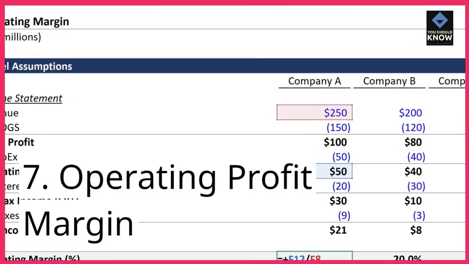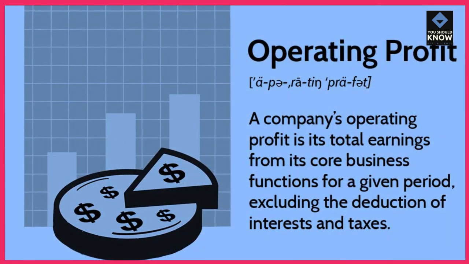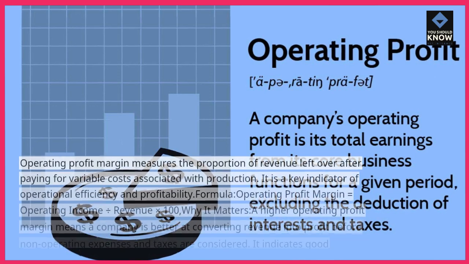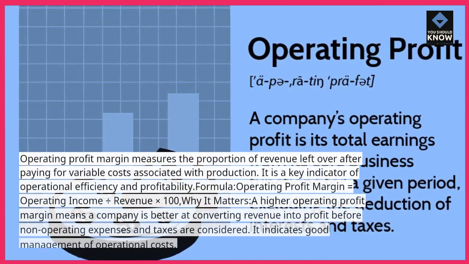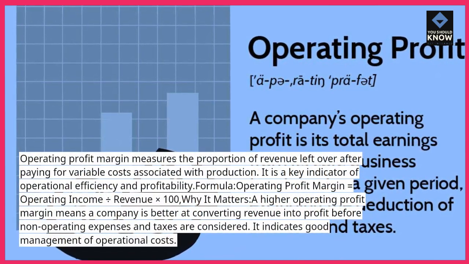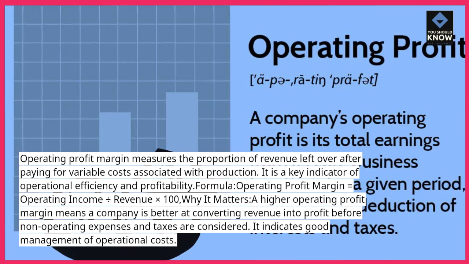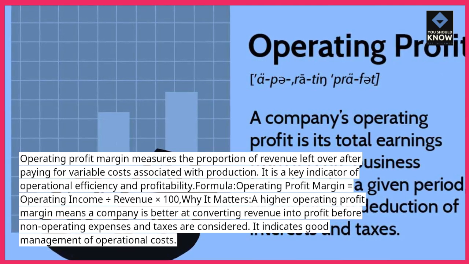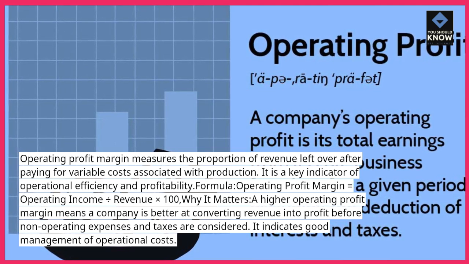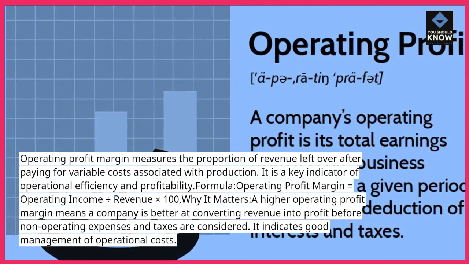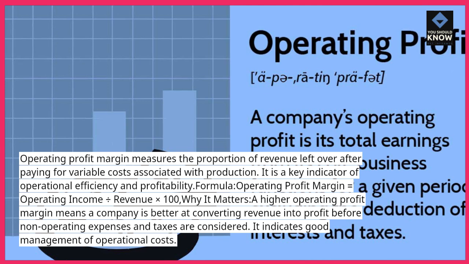7. Operating profit margin. Operating profit margin measures the proportion of revenue left over after paying for variable costs associated with production. It is a key indicator of operational efficiency and profitability. Formula: operating profit margin equals operating income divided by revenue, times 100.